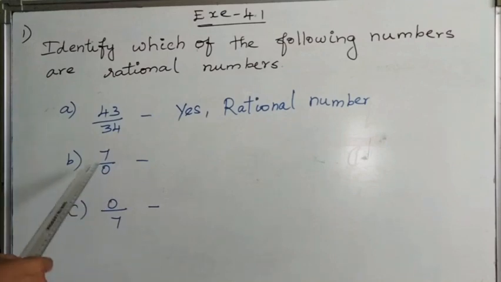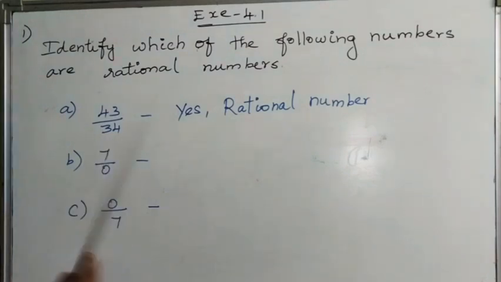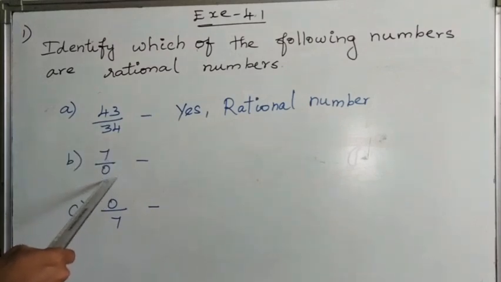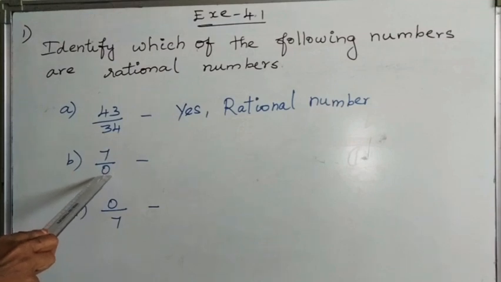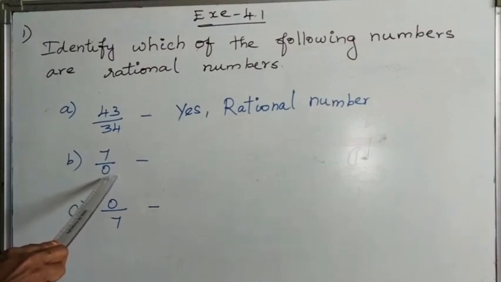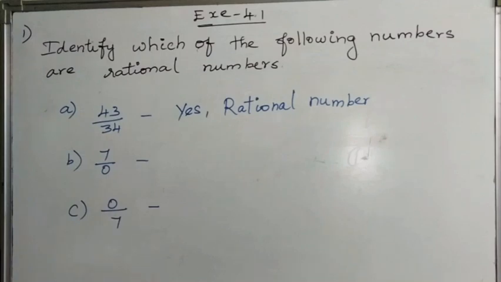And see the next sum, that is 7 divided by 0. The denominator value is 0. So what is the condition? In the rational number definition, the denominator is not equal to 0. Here the denominator value is 0 and the numerator value is 7. So the denominator value 0 means the given number is not a rational number. The denominator should not be 0. If it is 0, it is not a rational number.